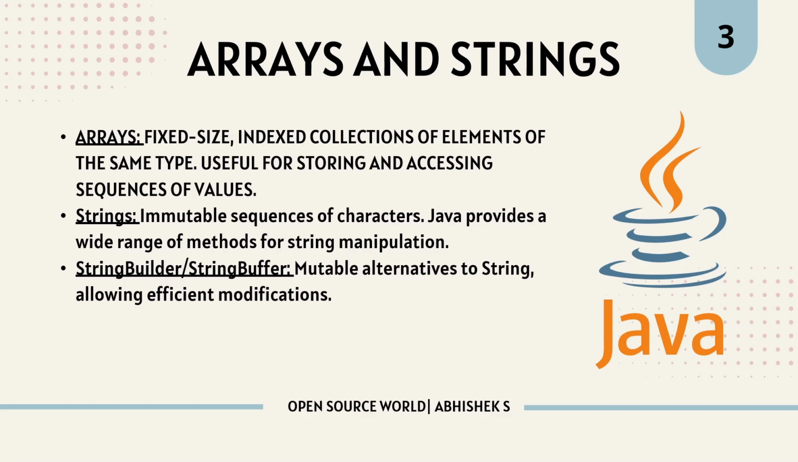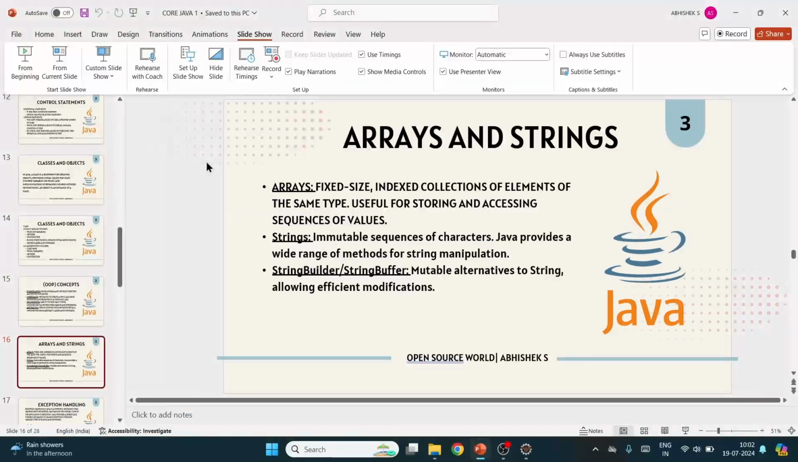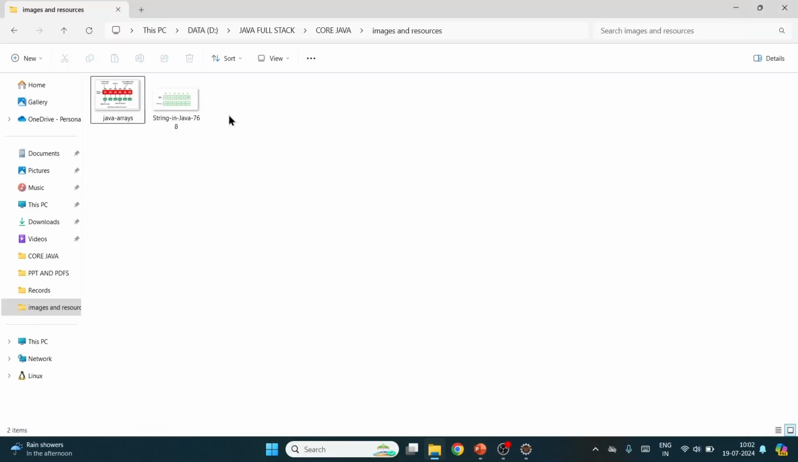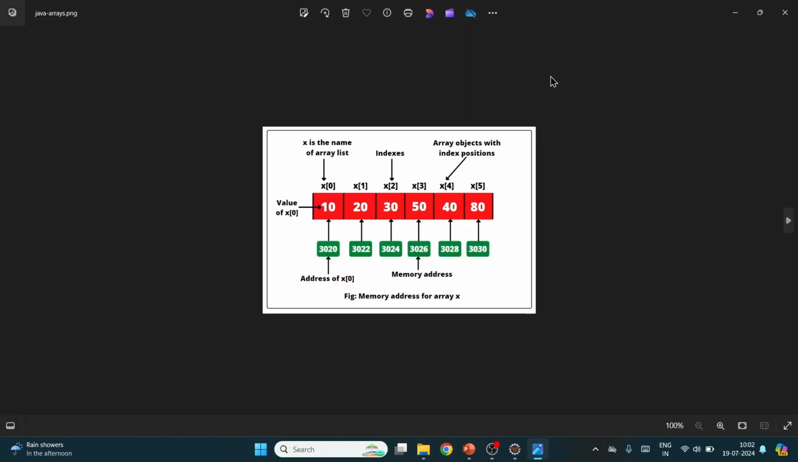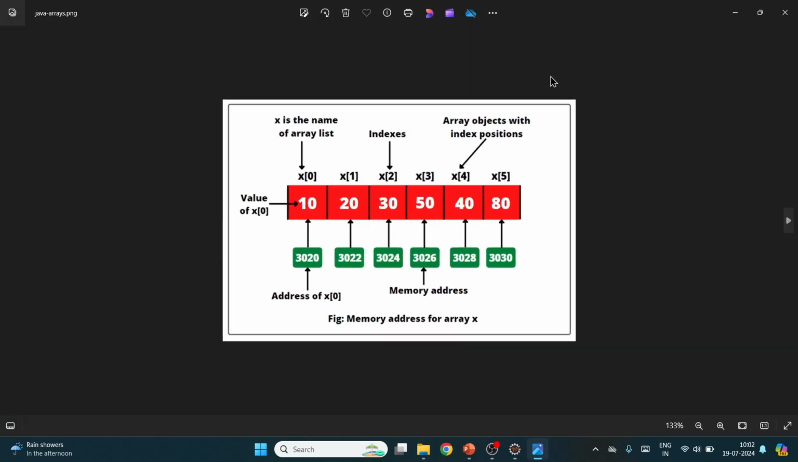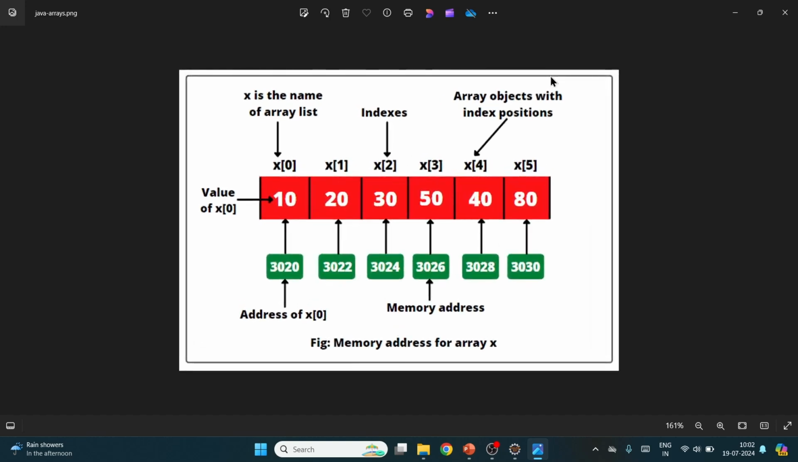We will see that. Before going into the actual practical hands-on part, I need to share a few theoretical aspects of arrays and strings. So let me open those things. Yeah. The memory representation of arrays and strings is quite similar. Let's consider a scenario where I need to store 6 integer values, 10, 20, 30, 50, 40 and 80, in an array. This is how the array will be stored.